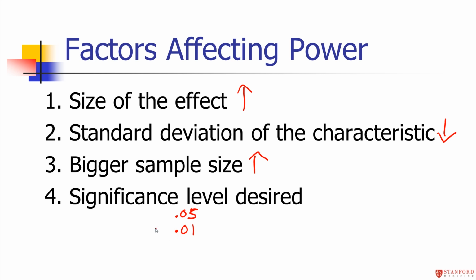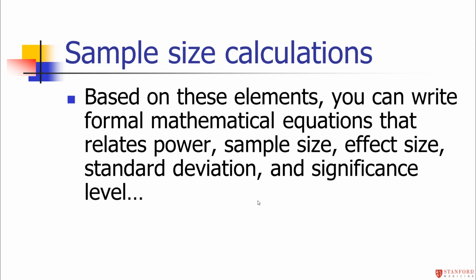If you require a more stringent p-value cutoff, like 0.01 rather than 0.05, if you want a stronger significance level, a smaller significance level, then that's going to actually decrease your statistical power. It's harder to find a p-value of 0.01 than it is to find a p-value of 0.05, so that's going to decrease your statistical power. Notice that all of those four elements, we could put those together and make a formula that tells us how big we need to design our studies in order to have sufficient statistical power.